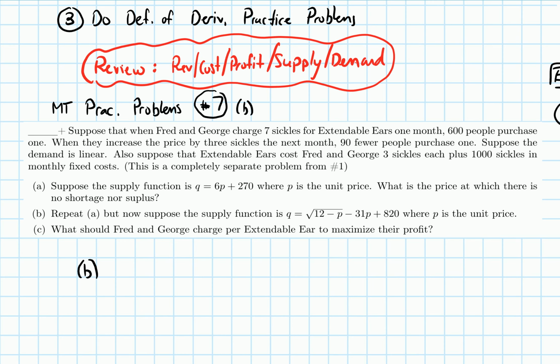All right, so I want to do just part B of this example. So part B is asking, repeat part A, but now suppose the supply function is this formula here with a square root. What was part A asking? So it was giving us a different supply function, and it asks, what is the price at which there is no shortage nor surplus?